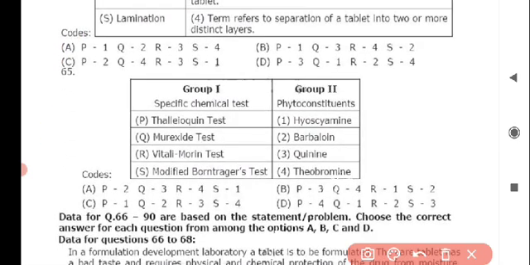In the next question, group 1 contains specific chemical test while the group 2 contains phytoconstituents. And for this the first option, that is thalleioquin test, it correctly matches with option 3, that is quinine, while the Murexide test correctly matches with theobromine. Vitali-Morin test correctly matches with hyoscyamine, and modified Borntrager test correctly matches with barbaloin. So the correct answer is option B.